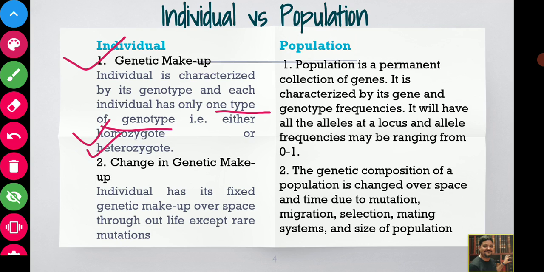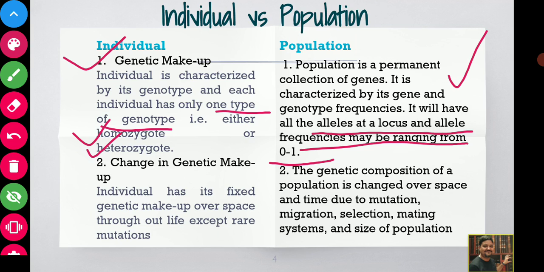So the population can be described in terms of gene frequency, genotype frequency, etc. It will have all the alleles at a locus, and allele frequency may range from 0 to 1. In a population there will be individuals of different genotypes carrying different alleles, and that gene and genotype frequency may range from 0 to 1. That means either a particular allele will be there or it will not be there. If only one allele is there, then the frequency of that allele will be 1, and if a particular allele is absent, then the frequency will be 0. Maximum frequency will be 1 and minimum frequency will be 0.